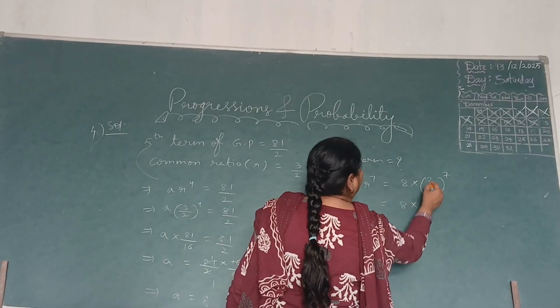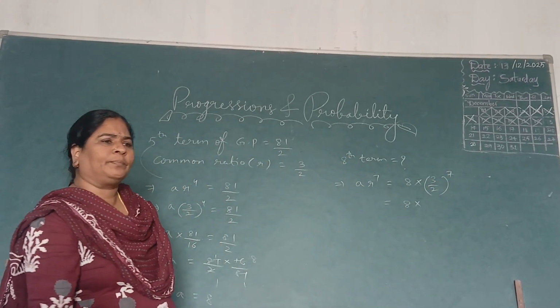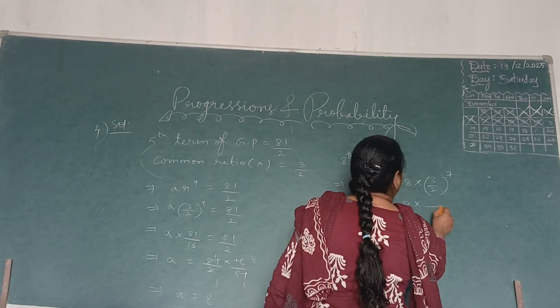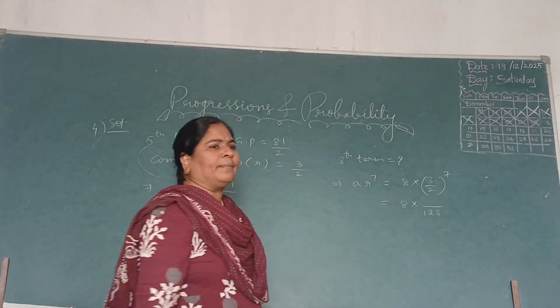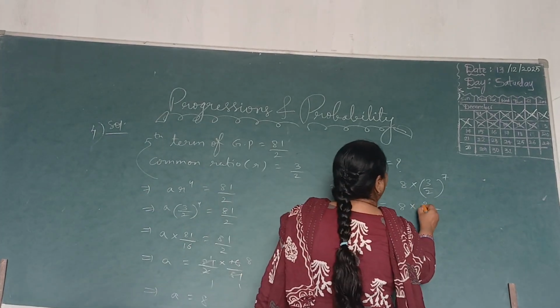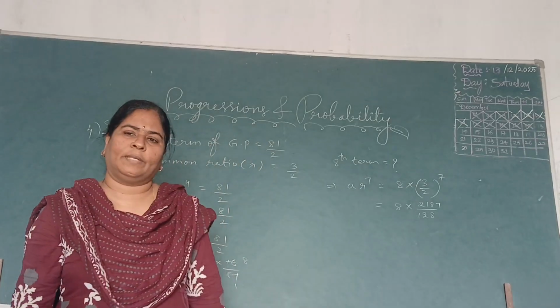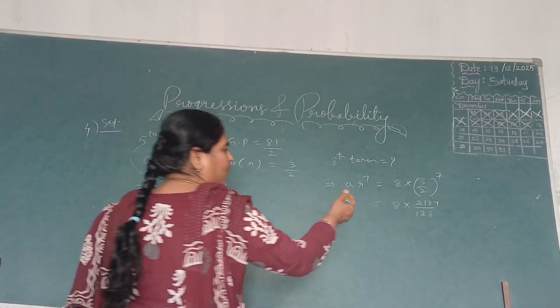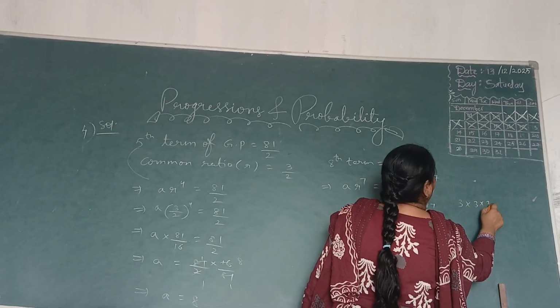8 into 3 to the power 7 is how much? Meanwhile you do and answer. And 2 power 7? 128. 3 power 7, how much? You can do 3 into 3 into 3, like that 7 times you can do it. Once find out, children.